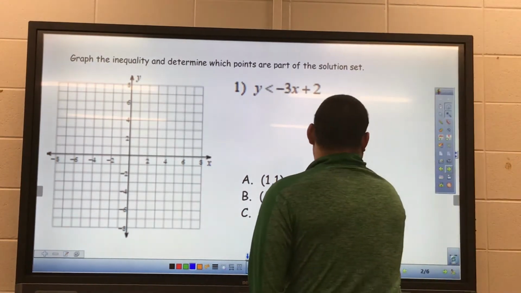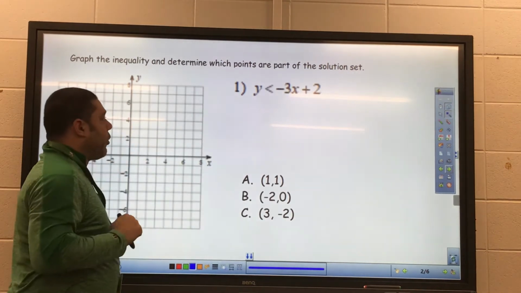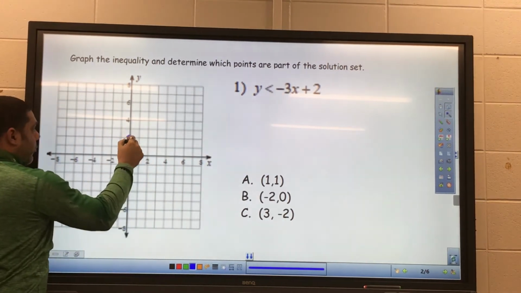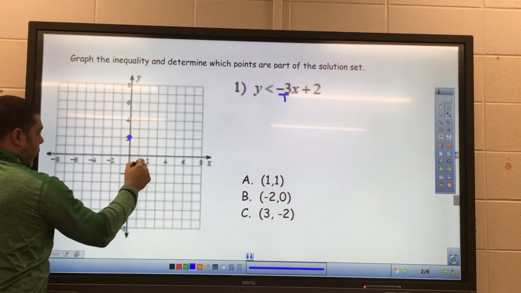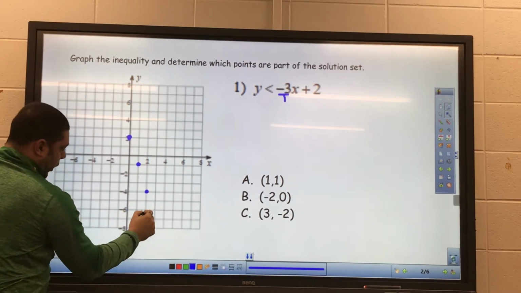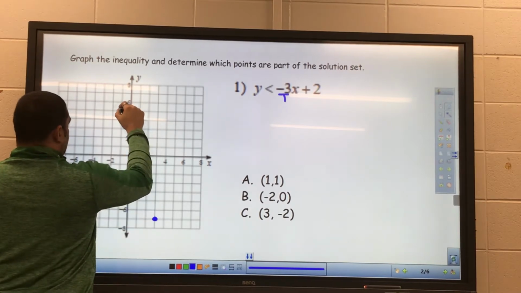All right, let's take a look here. This first one is already in slope-intercept form for us. So y-intercept's 2. Slope is -3/1, down 3, right 1. Remember, like we have spoken about, it's in your best interest to make extra points. You want to make this as accurate as possible.